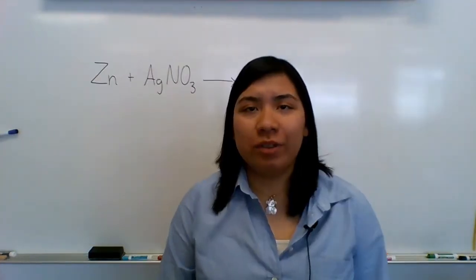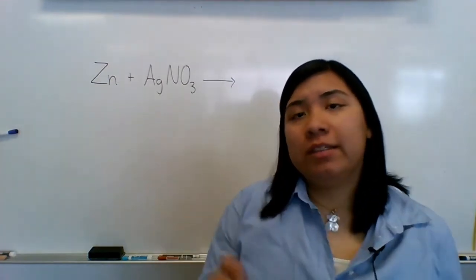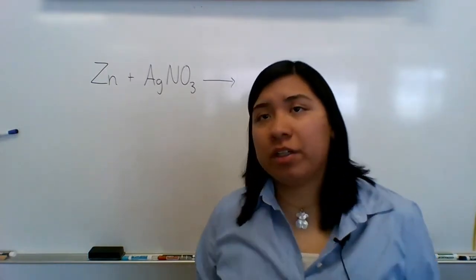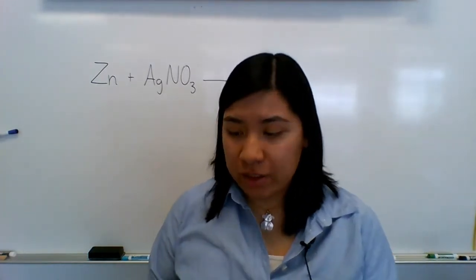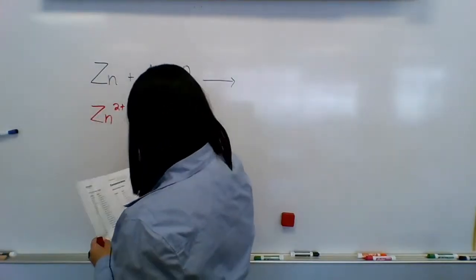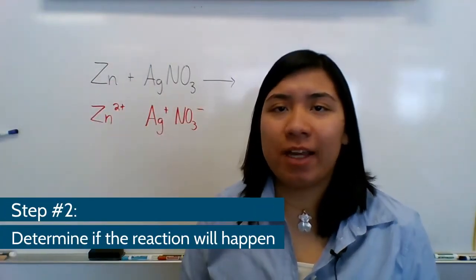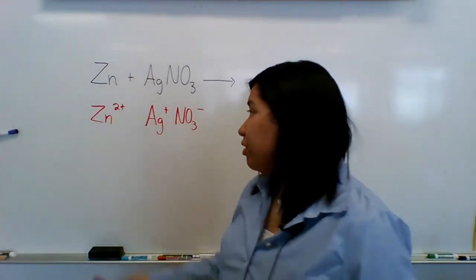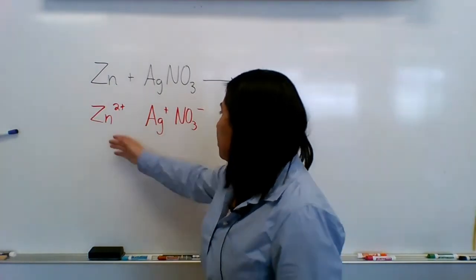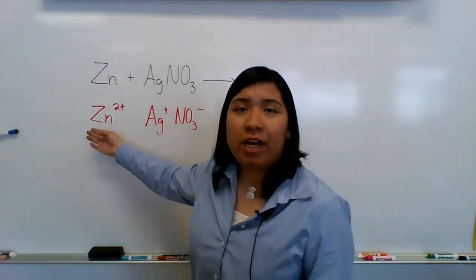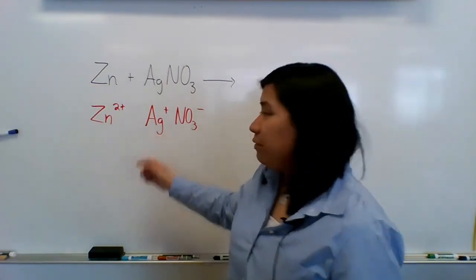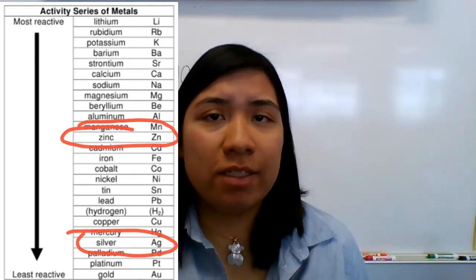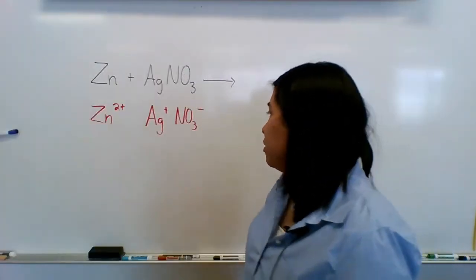Let's look at another example of single displacement. Step number 1, I need to write my cations. And as you notice, some of these are transition metals, so you are going to be looking at your common ions list. So this sheet. Step number 2, I need to figure out if this reaction is going to happen in the first place. So I know that my lone element is a cation, so it's going to switch with the next cation. So on my activity series sheet, I need to make sure that zinc is above silver. So I double check that, and I notice that zinc is indeed above silver, so this reaction will happen.